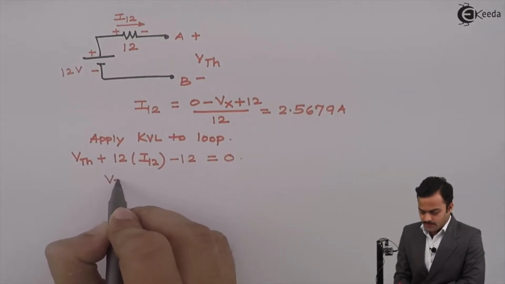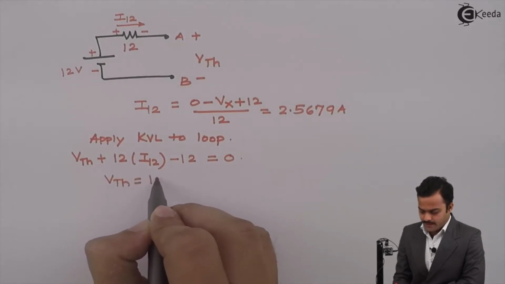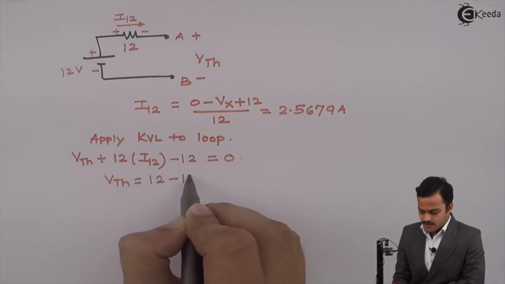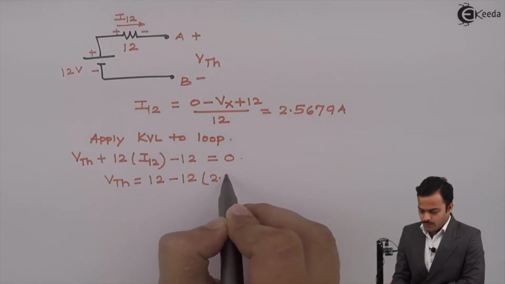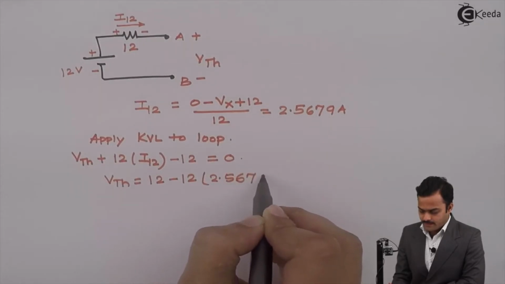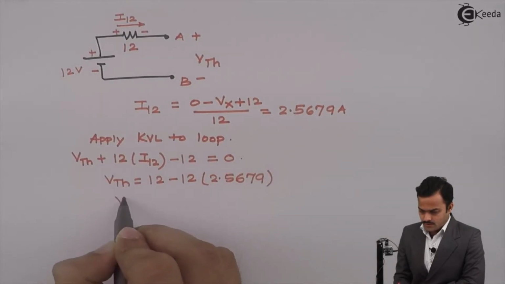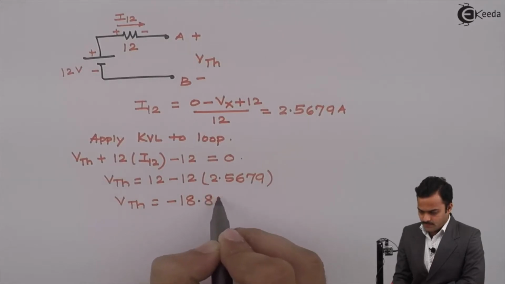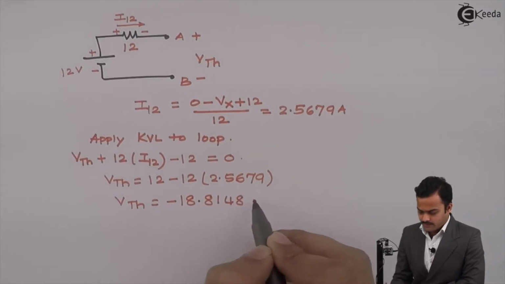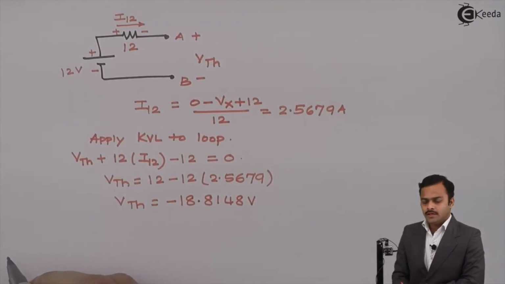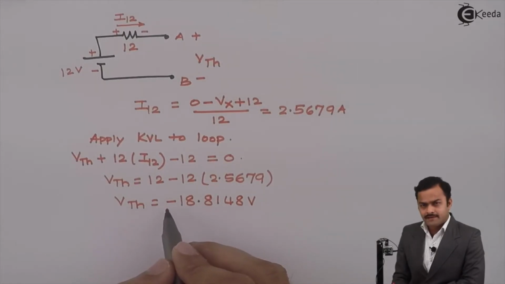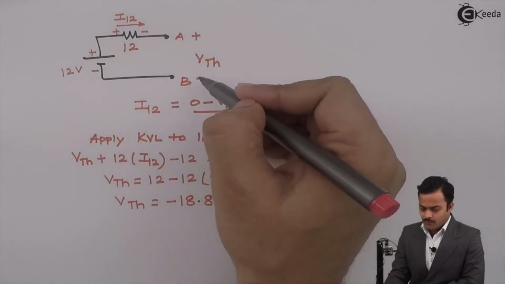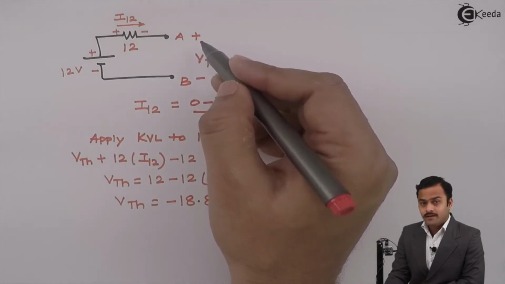So if I substitute the value of I12, I will get 12 minus 12 into 2.5679. So Vth I will get minus 18.8148 volt. So here I am getting Vth minus, meaning whatever polarity we have assumed, we need to reverse.